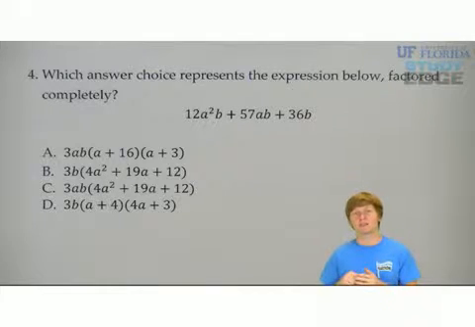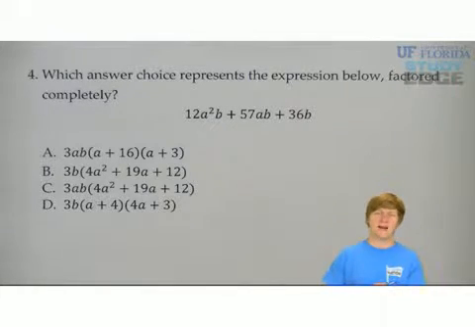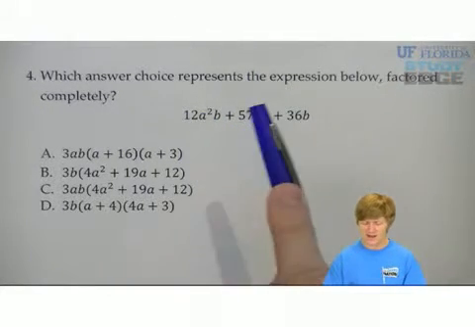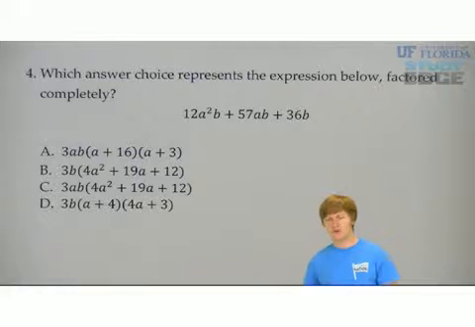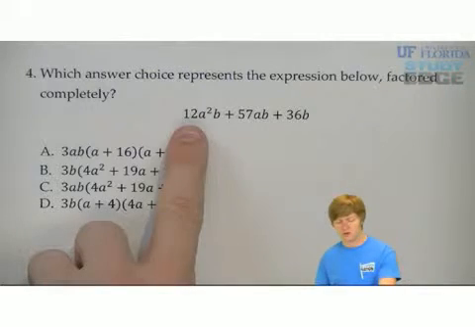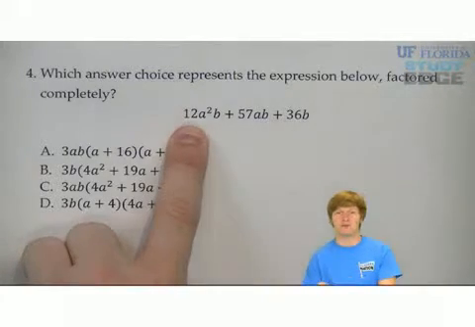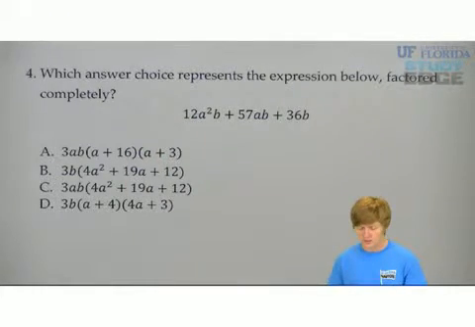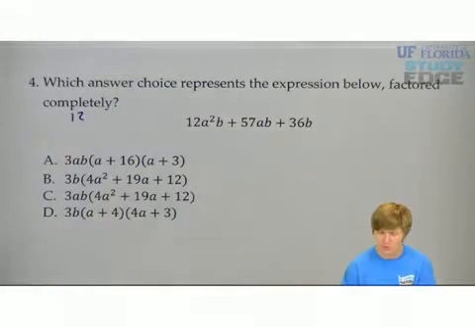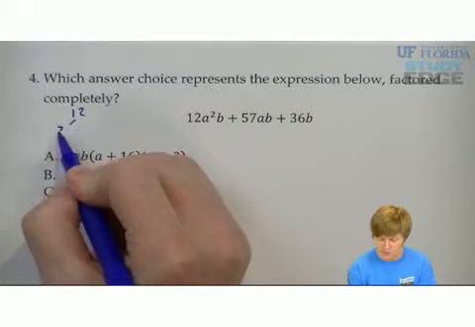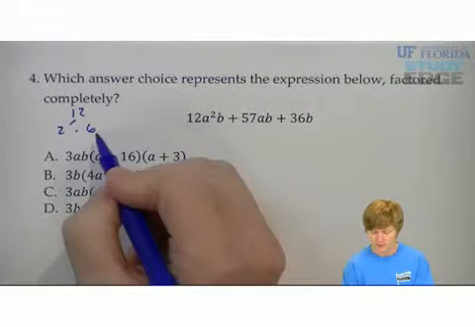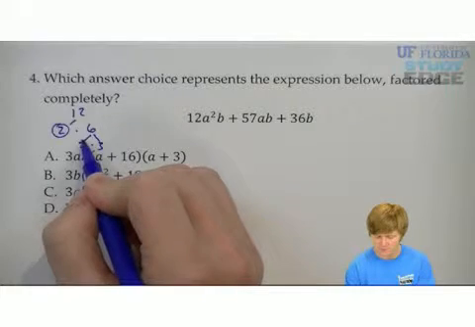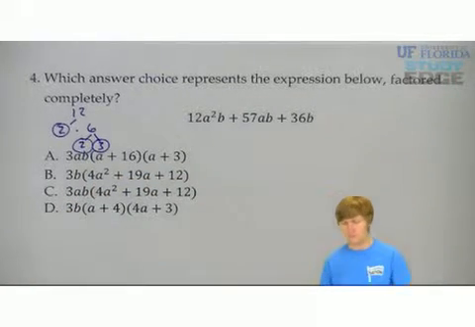What we have to do is ask ourselves, what is a factor that can go into 12, that can go into 57, and that can go into 36? 12 seems like the simplest of those 3 coefficients, so what are the factors of 12? With a factor tree, 12 is 2 times 6, and 6 breaks up into 2 times 3. So my factors of 12 are 2, 2, and 3.